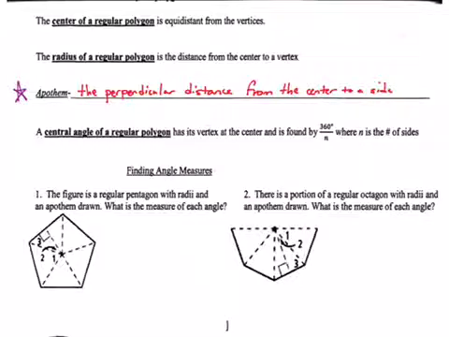The apothem is also used in finding the area of the regular polygon, so keep that word in mind. A central angle of a regular polygon has its vertex at the center and is found by taking 360 divided by the number of sides.